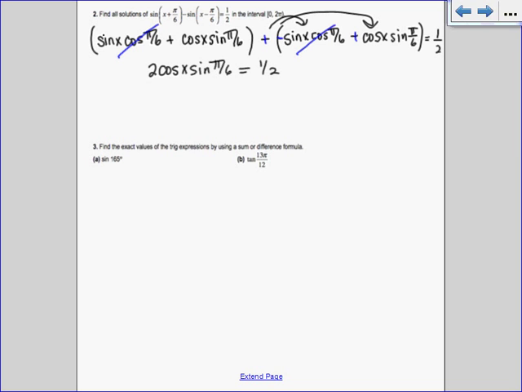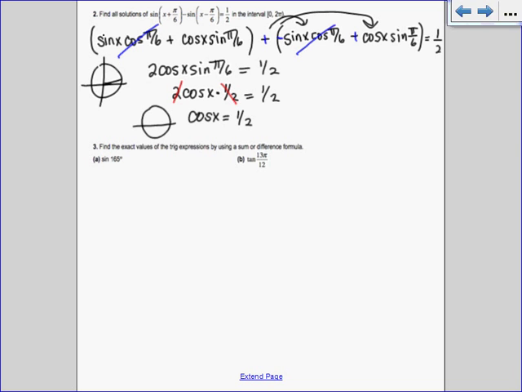Right? Well, what is sine of pi over 6? Sine of pi over 6 is 1/2. So I have 2 cosine of x times 1/2. So the 2 and the 1/2 end up going away. So we really just have the equation cosine of x equals 1/2, which we know how to solve, right?